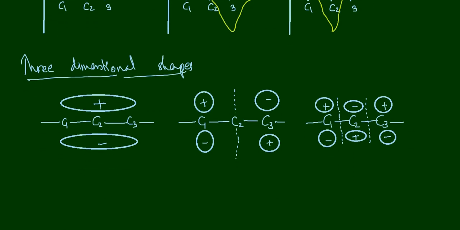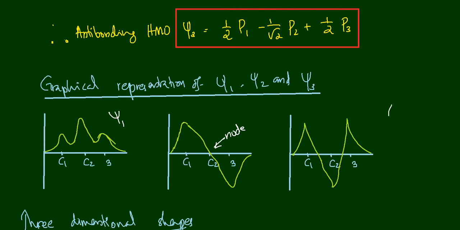So it is obvious. And what about the three-dimensional shapes? You can see the three-dimensional shape, this is a shape of psi 1. There is no node here, no nodal plane here. This is for psi 2, and there is a nodal plane in psi 2. C2 has no electron density. Okay, in place of C2 there is no pi electron density, so it has a nodal plane. And what about this one, psi 3? In the case of psi 3, there are two nodal planes. You can see this here itself, two nodal planes. There is one node here, and there is one node here also.